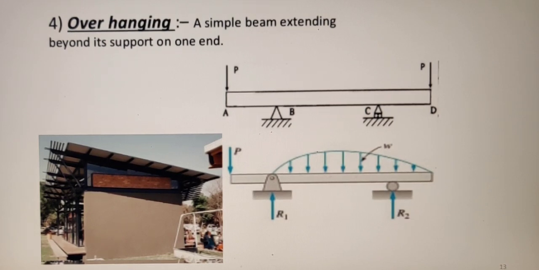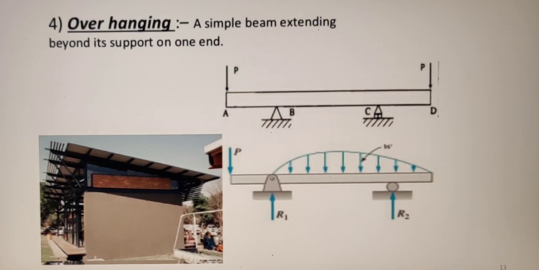So the first one is overhanging beam with a single overhang. That is a beam which extends beyond the support in one direction. So if a beam extends beyond the support in one direction, we can call it an overhanging beam with a single overhang.